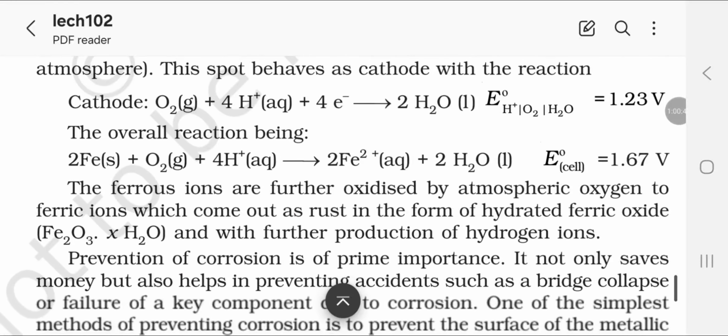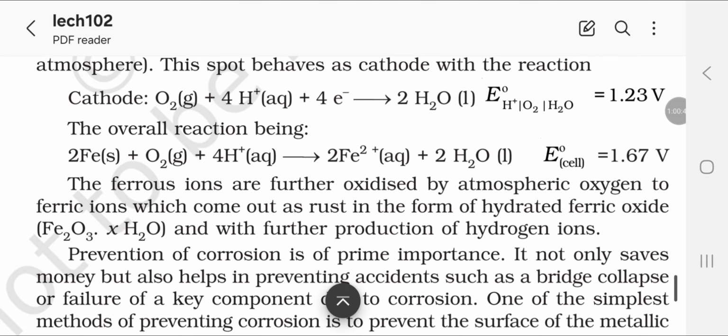At cathode, O2 plus 4H+ plus 4 electrons gives 2 H2O, and E° of H+|O2|H2O is equal to +1.23 volt. The overall reaction being 2Fe plus O2 plus 4H+ gives 2Fe2+ plus 2H2O. E° cell is equal to 1.67 volt.